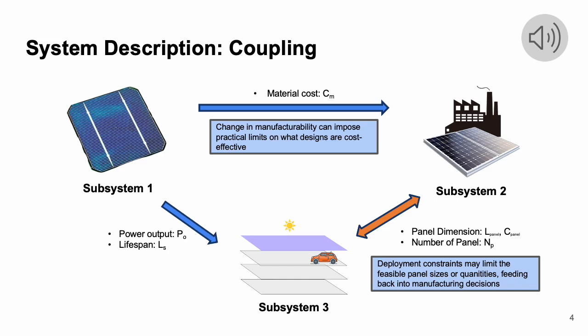This diagram highlights the coupling between subsystems. First, subsystem 1 passes material cost to subsystem 2, where manufacturability constraints can limit cost-effective designs. Second, it also sends power output and lifespan data to subsystem 3. Finally, there's bidirectional coupling between subsystems 2 and 3. Deployment constraints like panel size and quantity can feed back and restrict manufacturing choices.